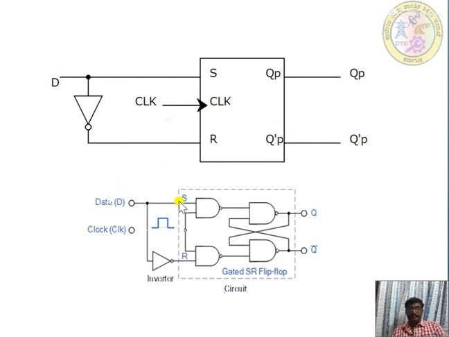See here, this one is a normal SR flip-flop. For the D flip-flop, D is directly connected to S and R is connected through the inverter, the same input, since the D flip-flop has only one input.